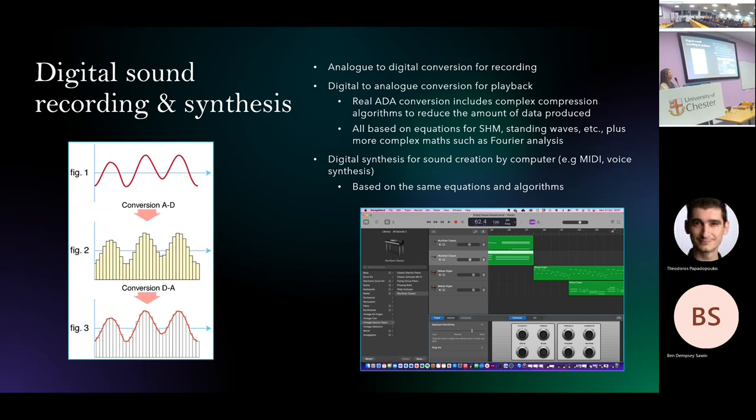The maths which is required to make that work is incredibly complicated, and there's lots of different ways of doing it for different purposes. It's all based on that equation that I showed you at the beginning. It's all based on simple harmonic motion equations for standing waves, and equations based on it, such as techniques like Fourier analysis and synthesis. So it all goes back to that same relatively straightforward bit of maths. But what we're doing now would not work without the compression algorithms and so on as well.